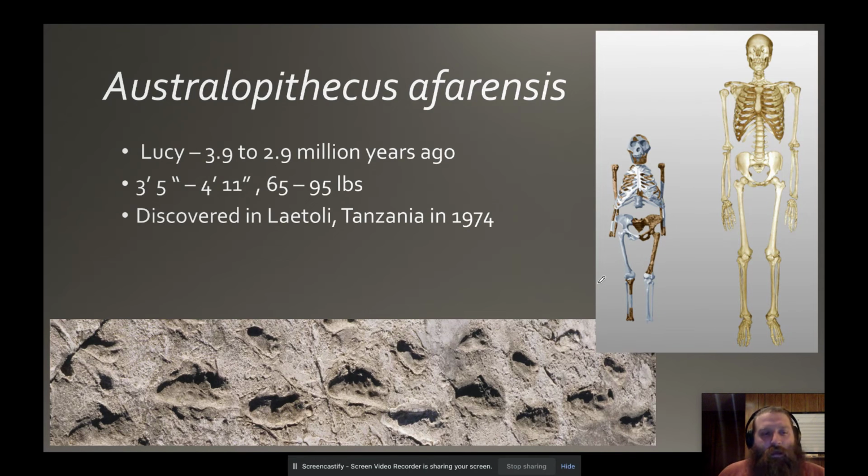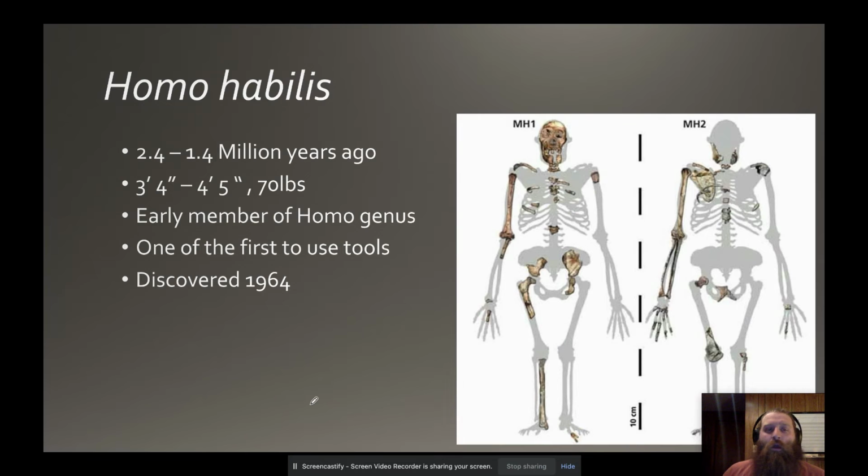Now, they ran between 3.5 to almost 5 feet tall, somewhere around 100 pounds. The fossil of Lucy was discovered in 1974, along with some footprints, which showed a group of these Australopithecus organisms walking through what I guess was a mud flat that ended up fossilizing their footprints.